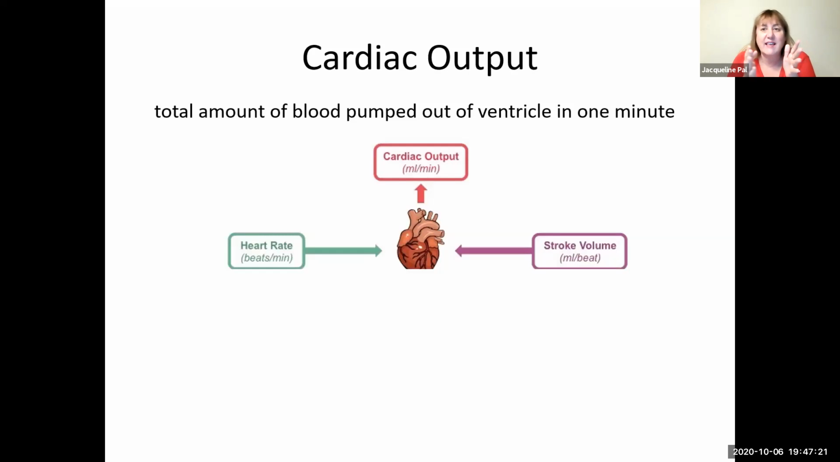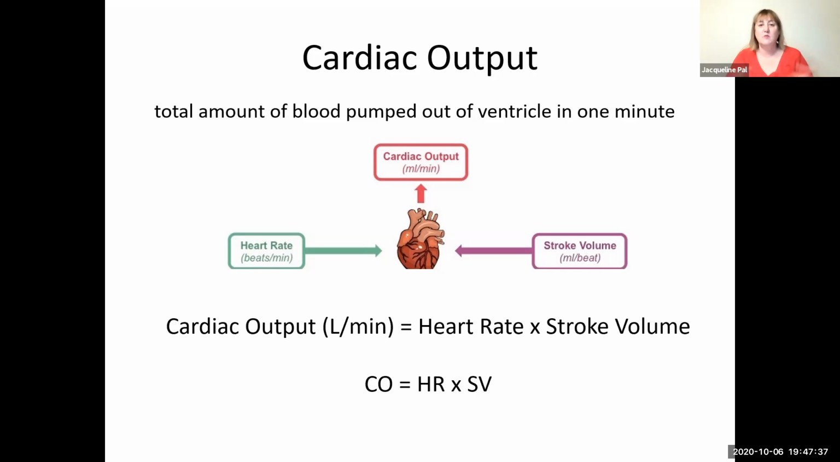So when we look at cardiac output, there are two factors that directly affect it. That is the heart rate, which occurs in beats per minute, and the stroke volume, which occurs in milliliters ejected per beat. So if we take those two numbers and multiply them together, heart rate times stroke volume, that's how we calculate cardiac output.